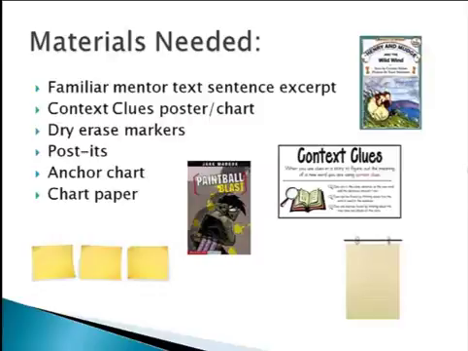Materials needed include familiar mentor text sentence excerpts, the context clues poster chart. An example is given here, but you may feel free to use your own and emphasize on it whatever you wish your students to use first. Dry erase or chart markers, depending on your surface, Post-its, an anchor chart for the extension activity, students to collect sentences on, and chart paper.